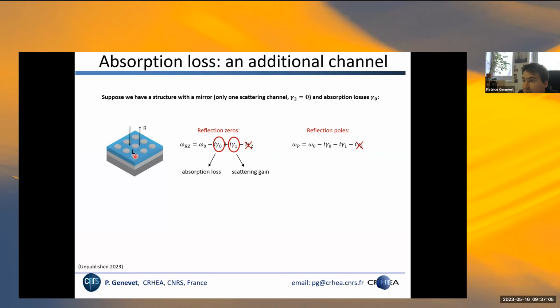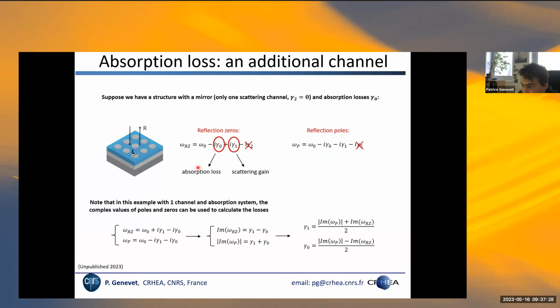So I'm taking here another example. It's a metal dielectric metal structure where you have a back reflecting metal here that forbids any transmission. This gamma 2 is equal to 0, and we can add some absorption loss that comes as an imaginary part here. And you see, you can again study the same problem. The zeros can eventually become real when the scattering gain equals the absorption losses.